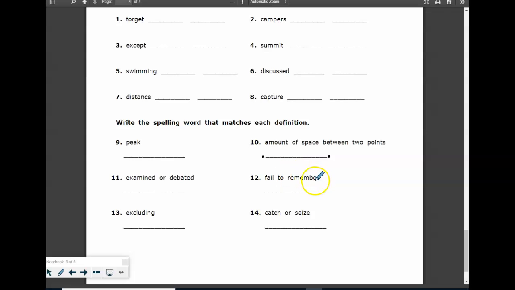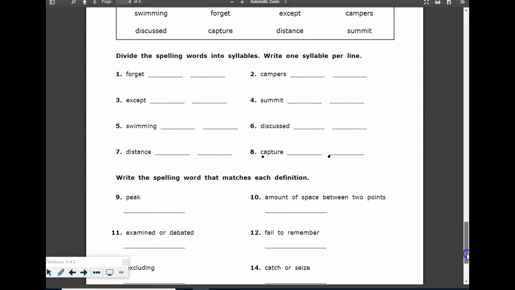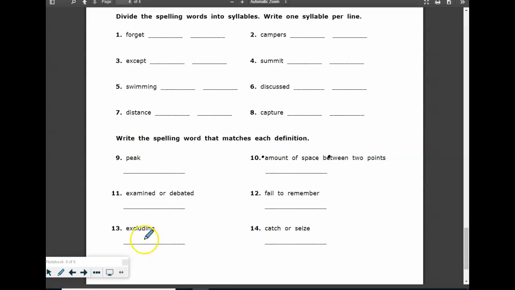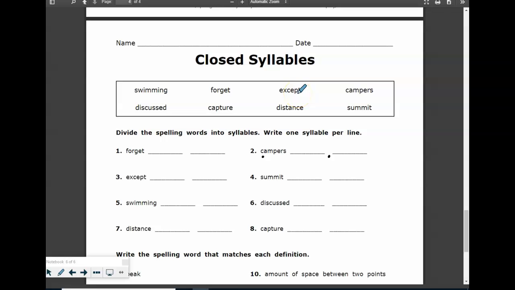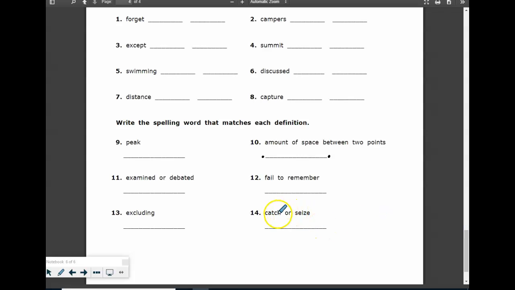If I examine or debate something, I am discussing it. If I fail to remember it, I have forgotten it. If I exclude somebody, what am I doing? If I exclude somebody, or if I exclude a different food, it is also the word except. Yes, except. And then to catch something or seize it, if I'm running after my cat, I am trying to capture her.